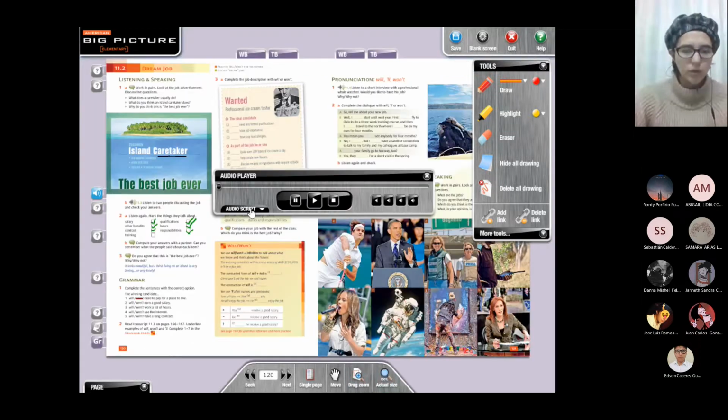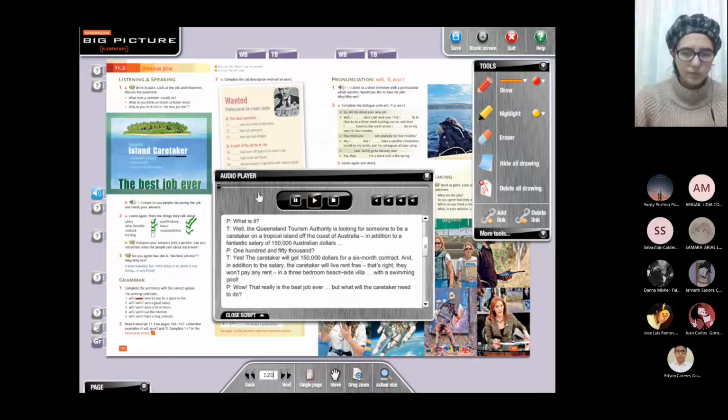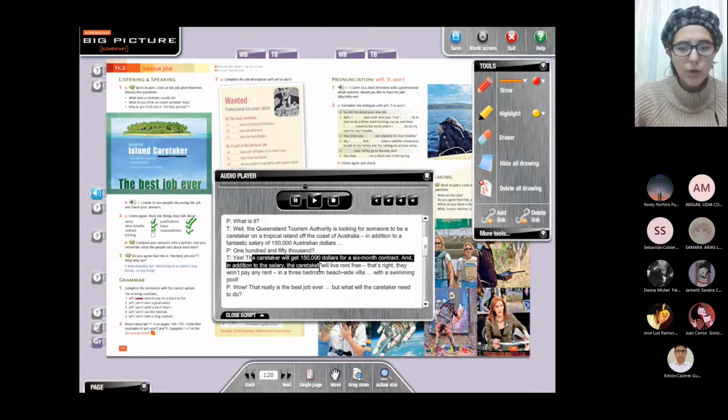We're going to listen to that part. Where is it? Transcript. Okay, so it's over here. Let me check. Yeah, it's over here. The caretaker will get $150,000 for a 6-month contract, right? And in addition to the salary, the caretaker will live rent-free. That's right. They won't pay any rent.